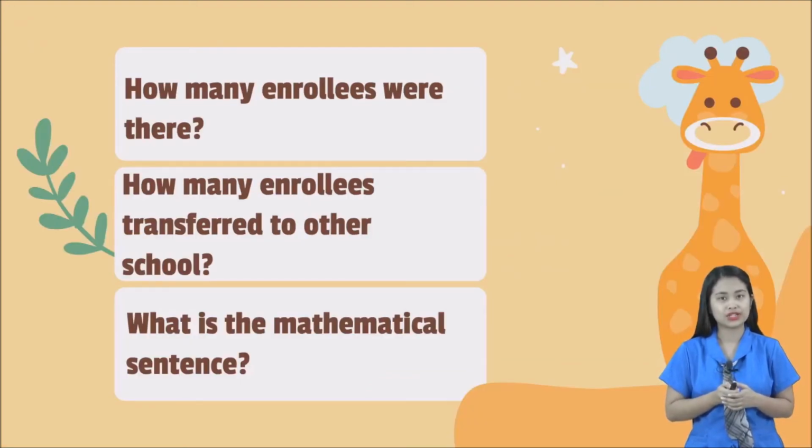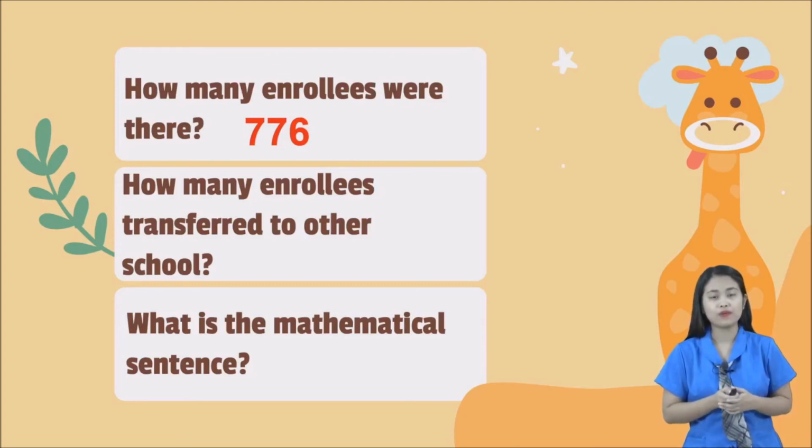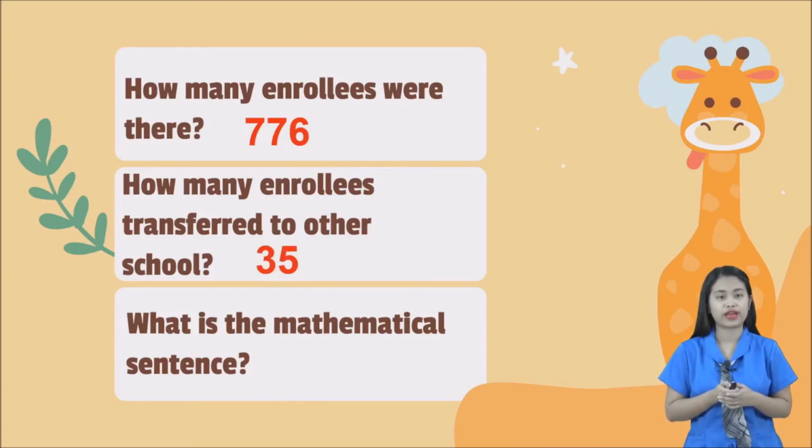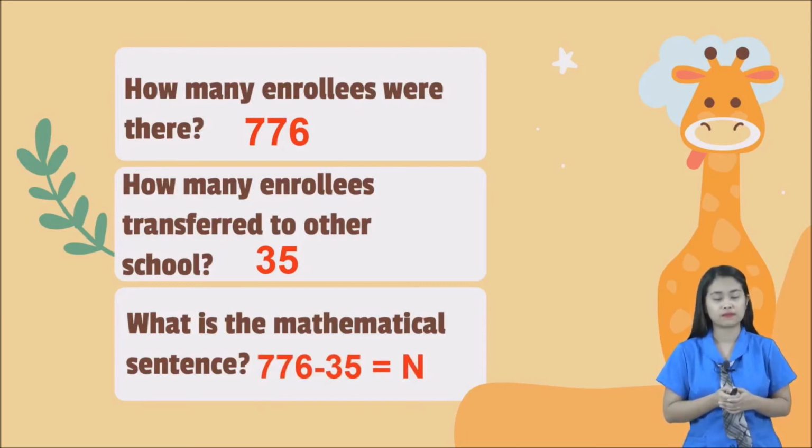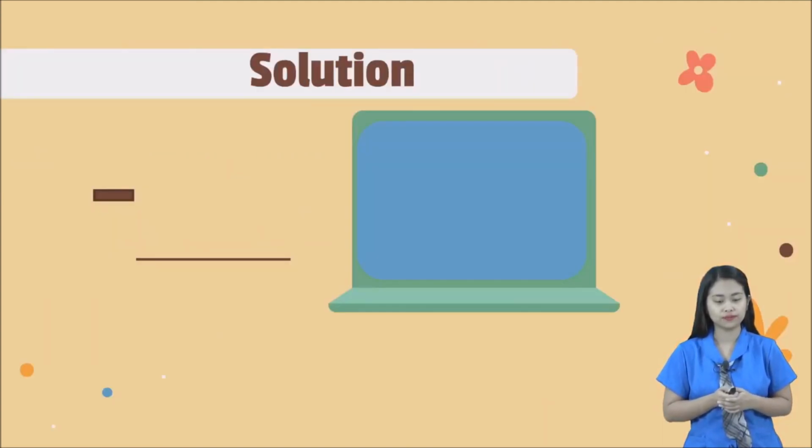So let's answer some questions. So how many enrollees were there? So we have 776 students or enrollees. Next, how many enrollees transferred to other school? We have 35 enrollees or 35 students. And what do you think is the mathematical sentence for this problem? So we have 776 minus 35 equals n. Now let's have the solution.